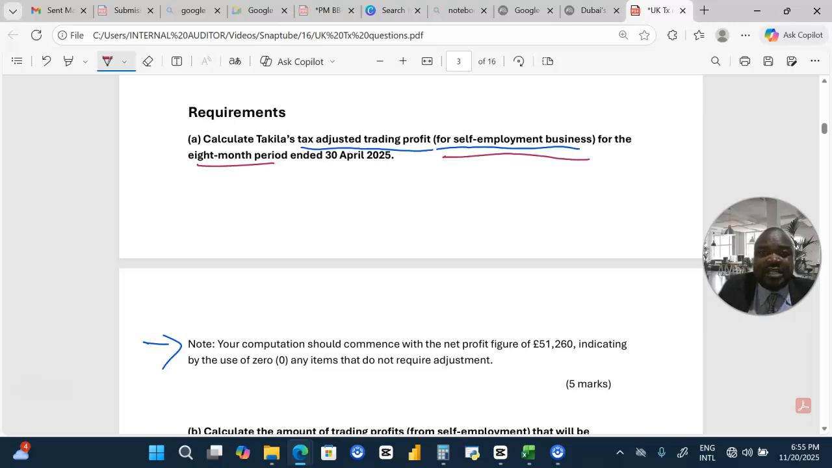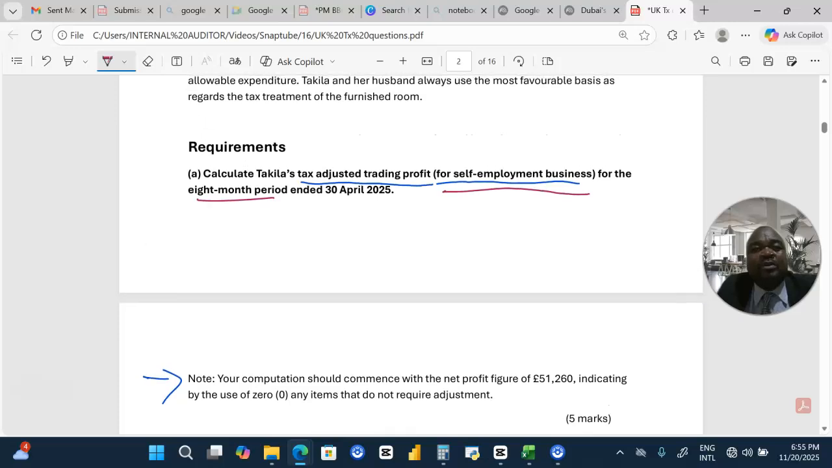I'm sure you're worried that the tax year has ended in 7 months. Why then is the examiner saying that we need to compute the tax-adjusted trading profit for 8 months? Yes, the examiner wants you to compute the 8 months inclusive, which is the income for the period of trade so far, in terms of the accounting year.